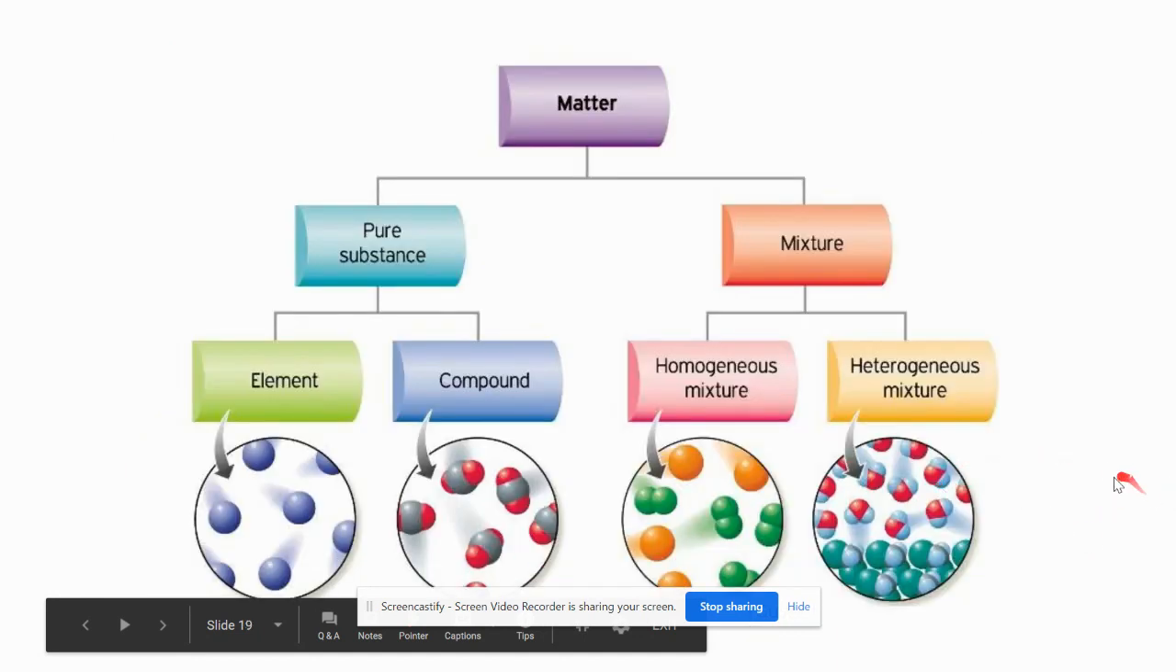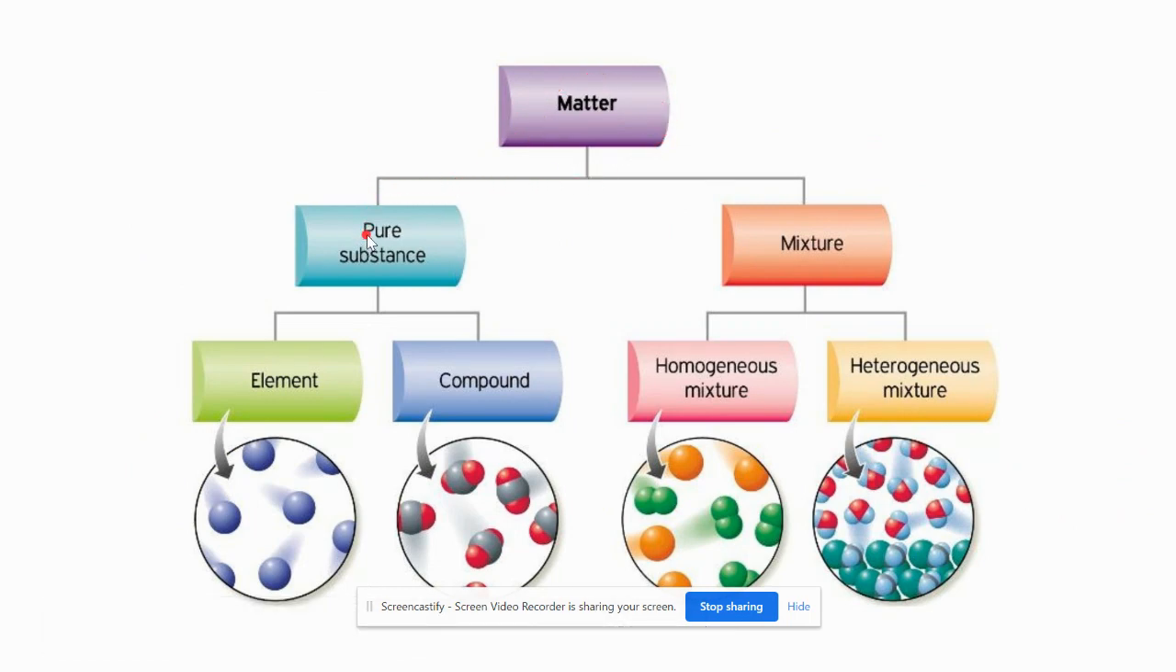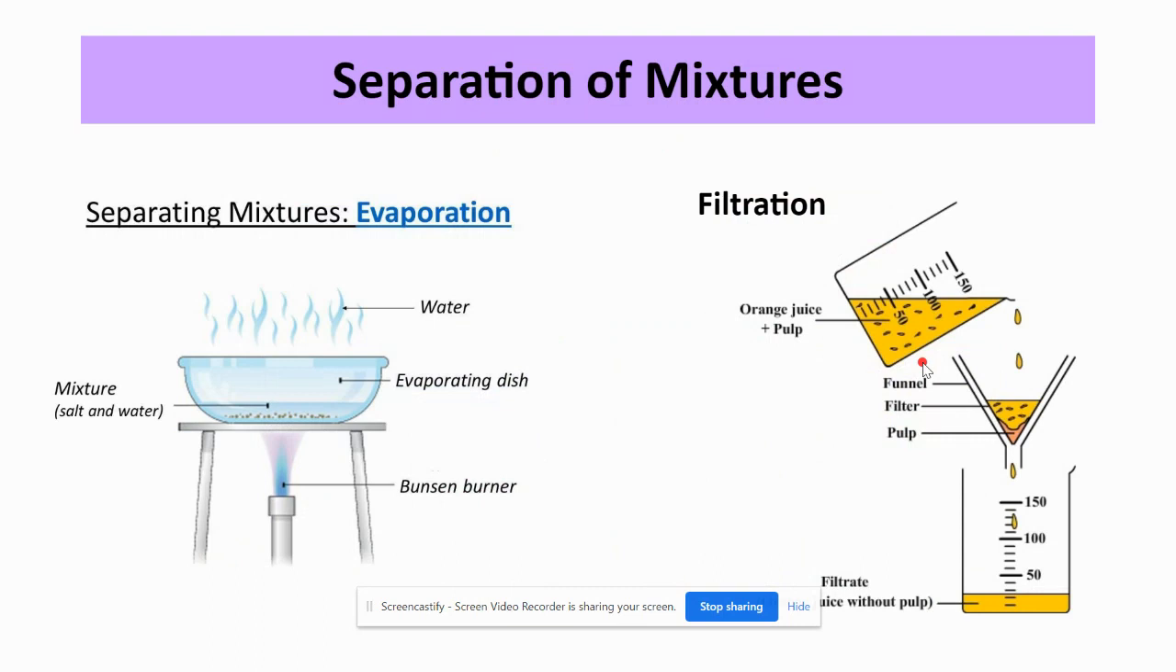Okay, summary. Okay, you have matter. Matter can be either a pure substance. If it's a pure substance, it can be either an element or a compound. Now, if you have a mixture, the mixture can be either a homogeneous mixture or a heterogeneous mixture. Okay. And this is the lab I want you to do when you come back in the second meeting.